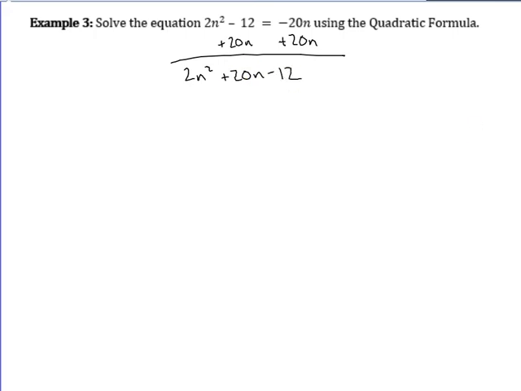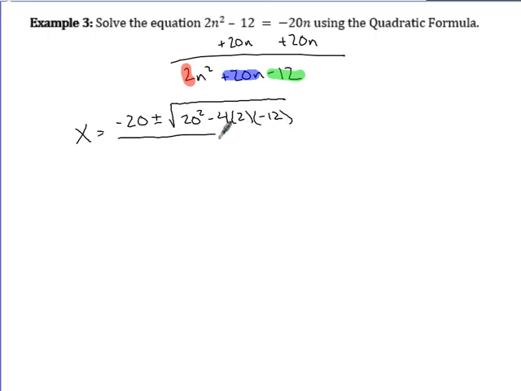So now I need to identify my a, b, and c. Alright, so a is going to be 2. b is going to be positive 20. And c is going to be negative 12. So I can plug that in now to my quadratic formula. So x equals negative b, negative 20, plus or minus the square root of b squared, 20 squared, minus 4 times a times c, all over 2 times a. And again, we're going to put this whole thing in your calculator all at once.